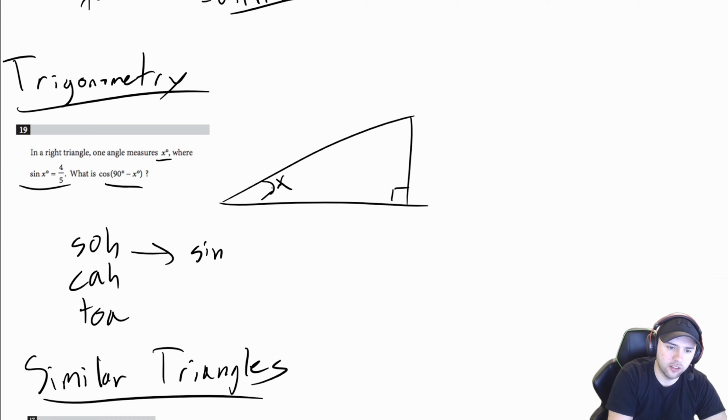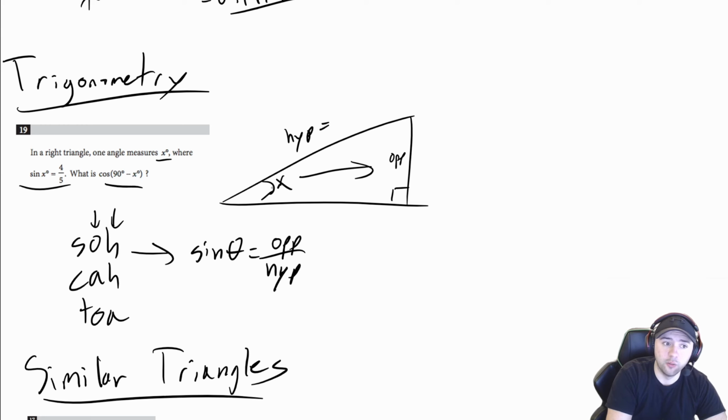sine of some angle theta is equal to opposite over hypotenuse, from the O and the H here. So what we're saying is the ratio of the opposite over the hypotenuse, which would be this one, because it's opposite the angle, to the hypotenuse, which would be the longest side, would be 4/5. So this would be 4 and this would be 5. And we're asked, what is the cosine of 90 minus x?